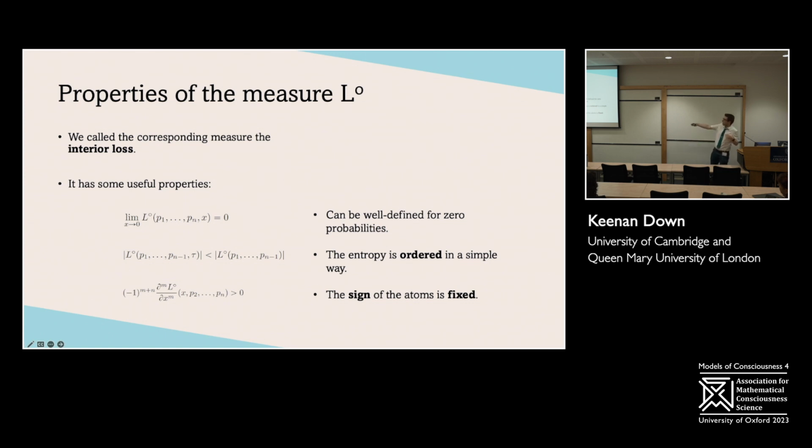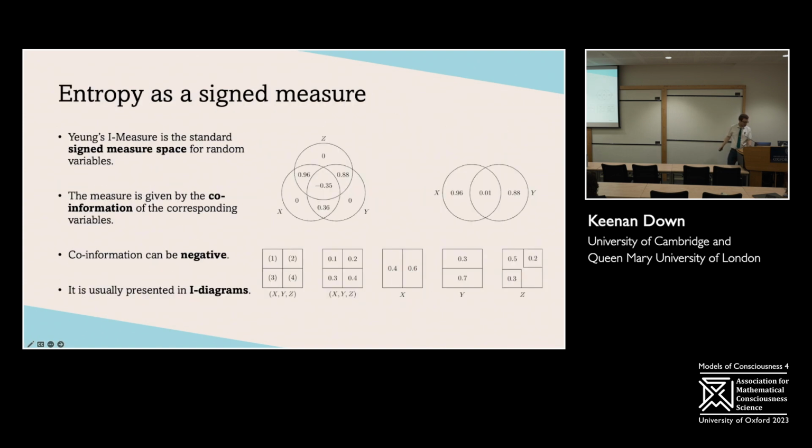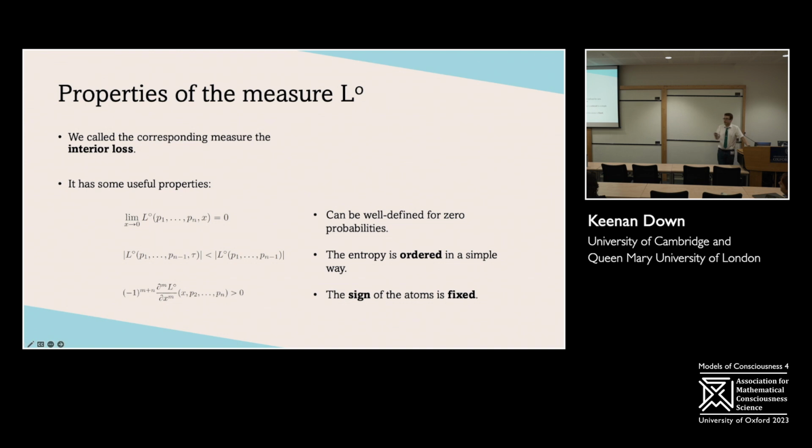And the sign is actually possibly the most convincing reason why you should be able to allow yourself to do this Möbius inversion, because the sign of these atoms is fixed. So you go from this situation way back here, where we sometimes have a negative number in the middle, or sometimes a positive one, and now suddenly we have atoms which we now completely understand when they're positive and when they're negative. So we actually have a much better understanding of what that means.